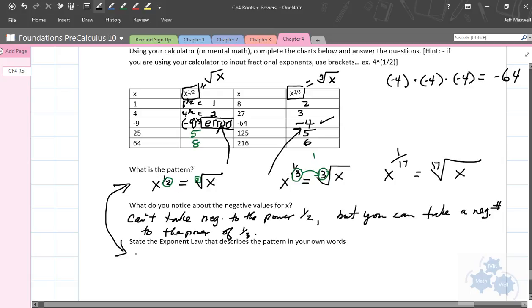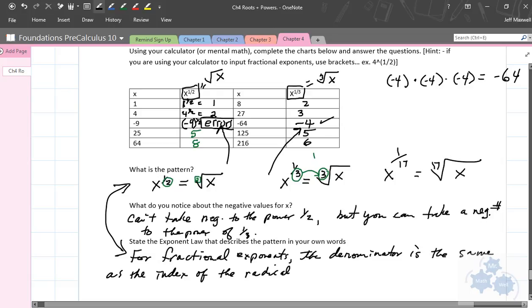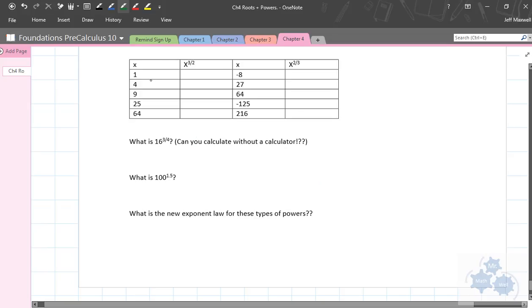And what I maybe mentioned, for fractional exponents, and I'll just write this out here for you: for fractional exponents, the denominator is the same as the index of the radical. And that's what I outlined in green here. This half of the assignment is a little bit different. What do you notice? You should notice that we've got a number other than 1 here.